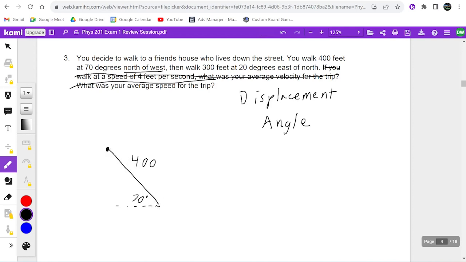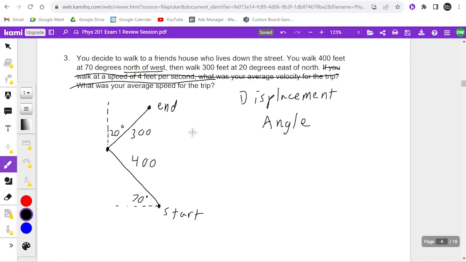Okay. Here's my starting point, because I'm going north of west. And then from here, it says I'm going 300 feet, 20 degrees east of north. What's east of north? East of north is that way, with that being 20 degrees. And that's 300. And then somewhere over here is my end point. I don't know exactly where, but something like this.